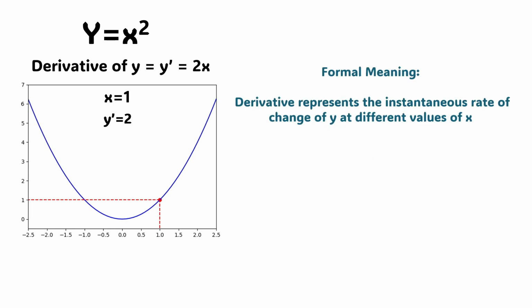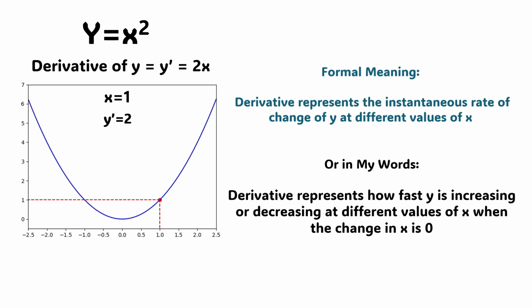Well, formally, the derivative represents the instantaneous rate of change of y at different values of x. So that's the formal definition. And in my own words, the derivative represents how fast y is increasing or decreasing at different values of x when the change in x is 0. My own definition is absolutely correct, but in your class, you should probably stick to the formal definition because maybe your instructor is not going to like my own definition.